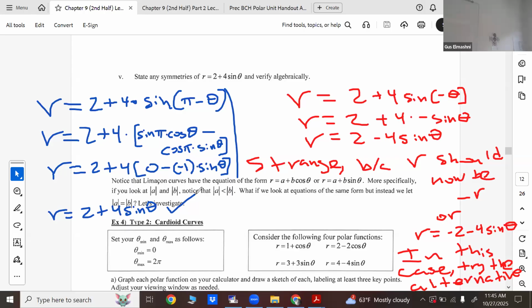Anyhow, the symmetry is kind of funny. For symmetry about pi over 2, there are 2 ways you can do it. Replace theta with negative theta. If the final outcome is negative r, cool. The final outcome was not negative r, so there's another alternative. Replace theta with pi minus theta. If the final outcome is r, cool. It's symmetric about pi over 2, and that's what happened. What if neither happens? Then there's no symmetry, or then you messed up, because we see it's symmetric. So go back and check your work.